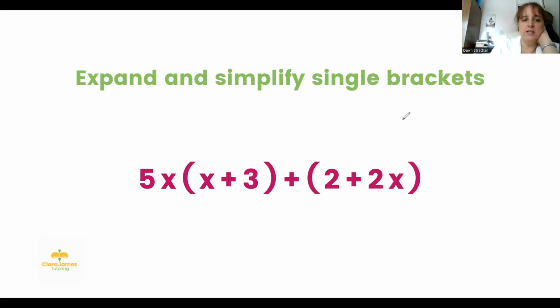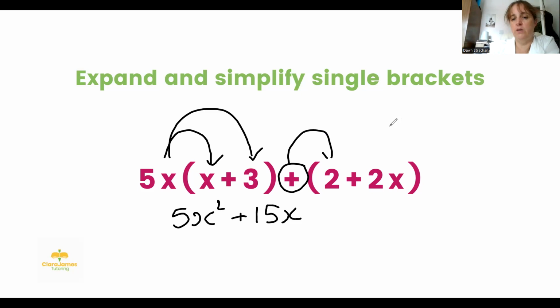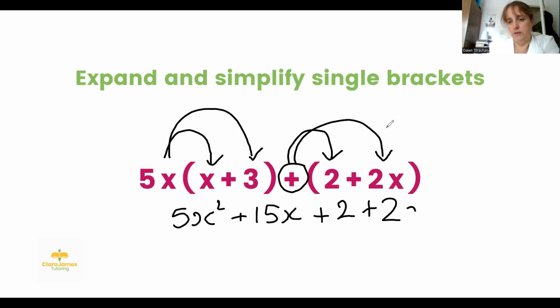Okay, moving on to our next example. Slightly different once again. This time we've got 5x times x, so that gives us 5x squared. And we have 5x times 3, which gives us 15x. We've got a plus, so because there's nothing else here, what we're in effect doing is multiplying by positive 1. So we've got 1 times 2, which gives us plus 2. And 1 times 2x, which gives us 2x.